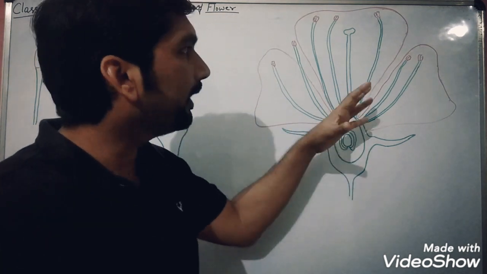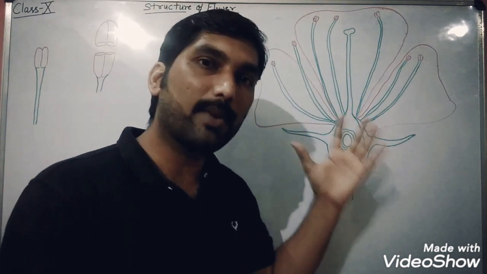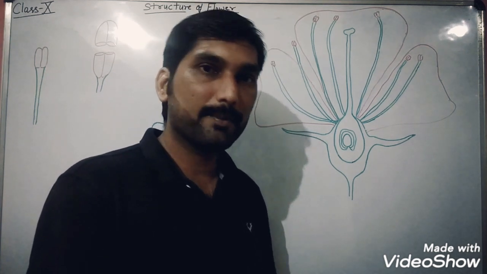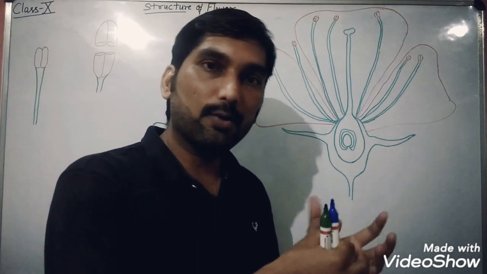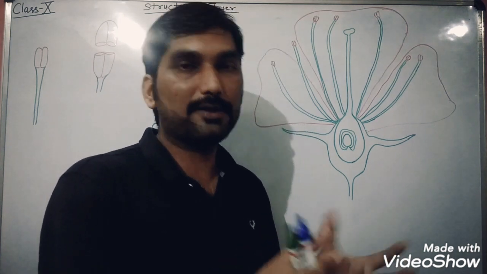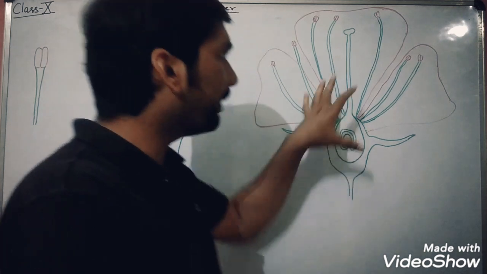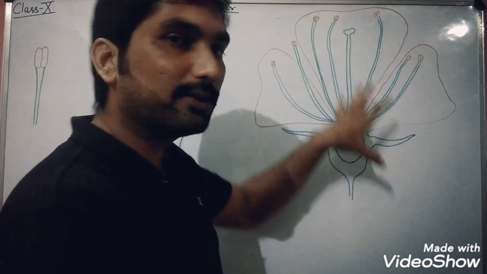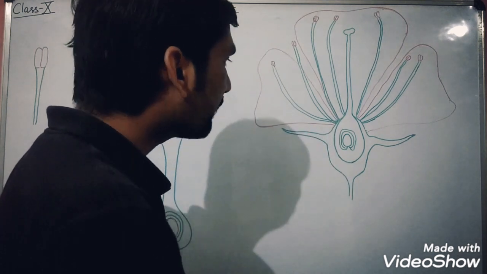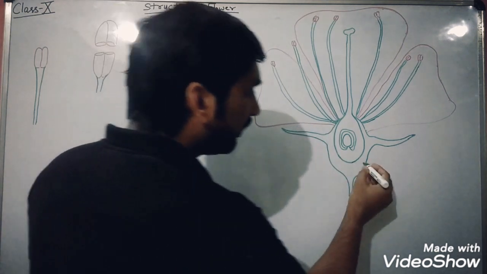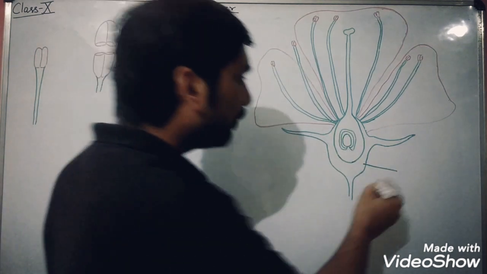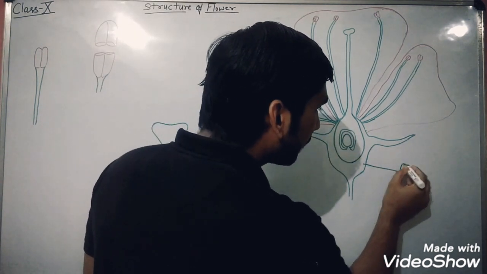If the flower has both male and female parts within the same flower, that is known as a bisexual flower. And if only the male or female part is present in a flower, that is known as unisexual. So here we are going to see a bisexual flower which has both male and female parts on it. First of all, the base of the flower is known as the receptacle.